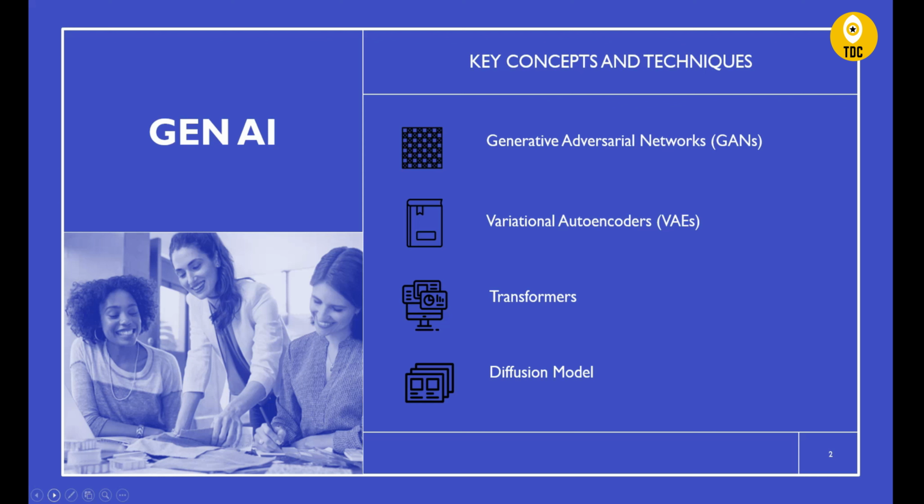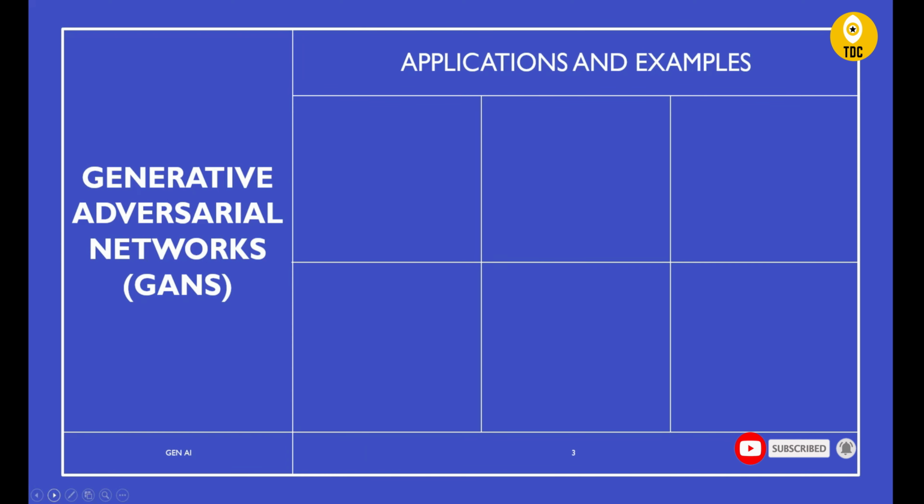And today in this video we will go through all of this in detail, with examples and where exactly they are applied, so that you will come to know it is not just ChatGPT, but how extensively generative AI is being used, right? So let's get started with GANs, that is Generative Adversarial Networks.